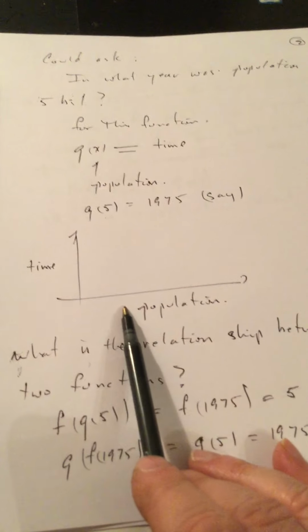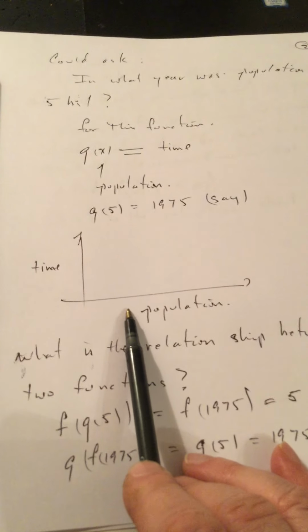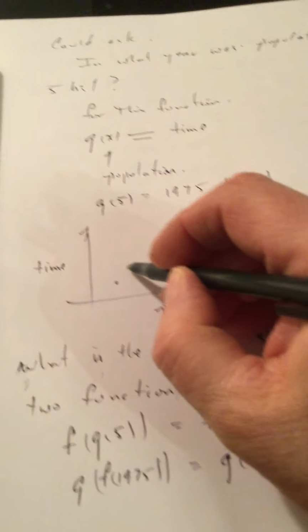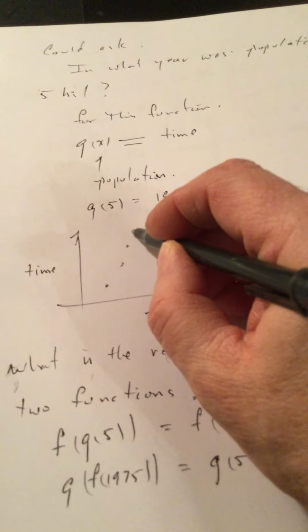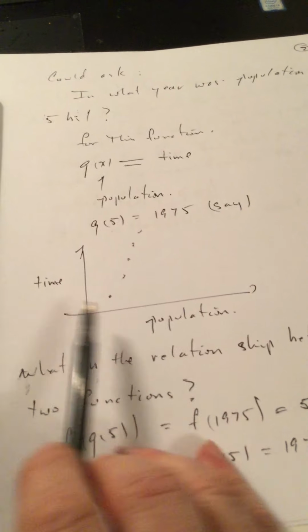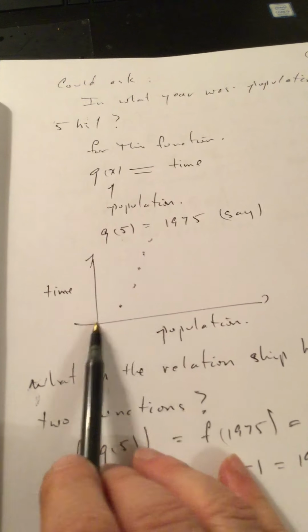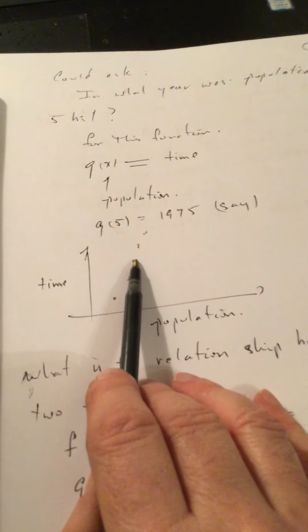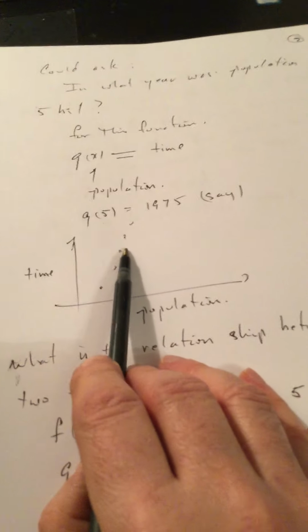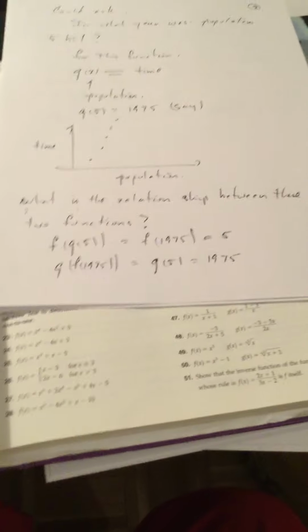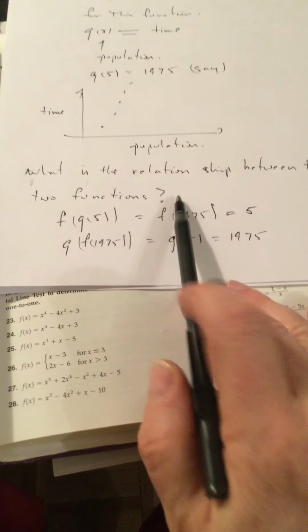And in this case we would get a graph, some sort of a graph. I didn't put the dots in here. Let's put in some dots, something like this, to represent that the population was some number that occurred at some time, in some year. Now the question is, what's the relationship between these two functions?